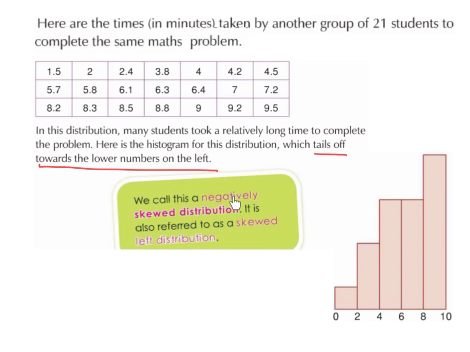We call this a negatively skewed distribution. It is also referred to as a skewed left distribution. So a negatively skewed distribution or a skewed left distribution has much lower bars on the left of the histogram, and they gradually get bigger as we move towards the right of the histogram. So the bars on our histogram on the left-hand side are lower.